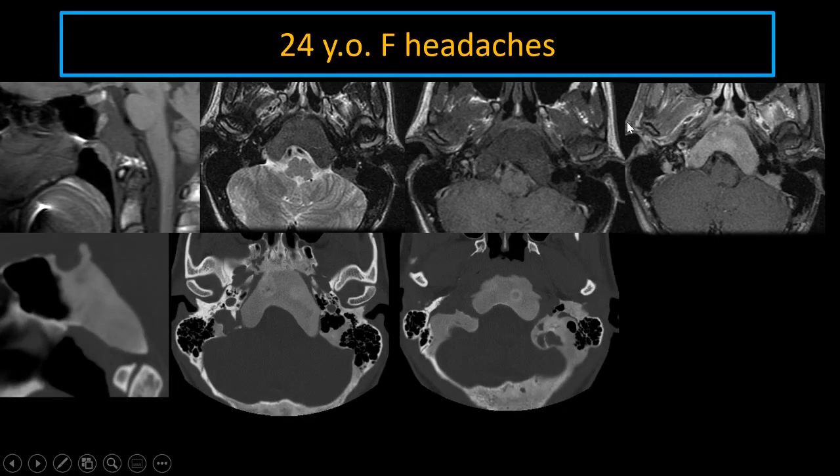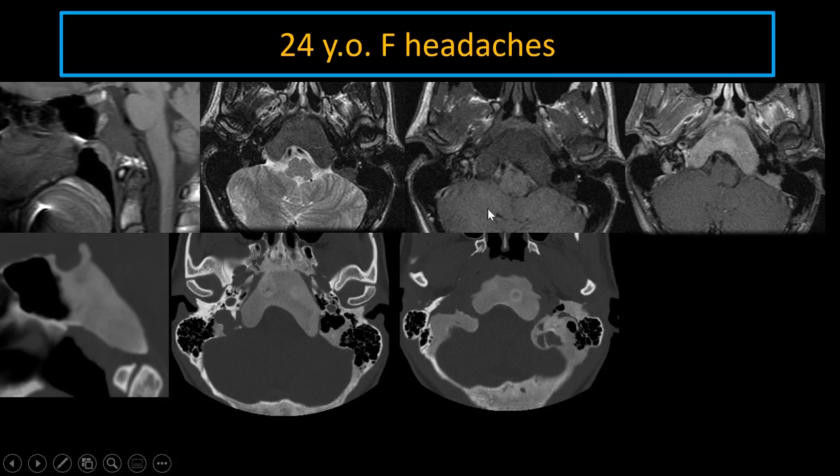The CT here is particularly important because on the CT, we can see while the clivus appears somewhat expanded, we have this uniform ground glass appearance to the clivus, and that the process extends into the posterior skull base, and this is an example of classic fibrous dysplasia. This highlights the importance of using both MRI and CT to characterize skull base lesions.